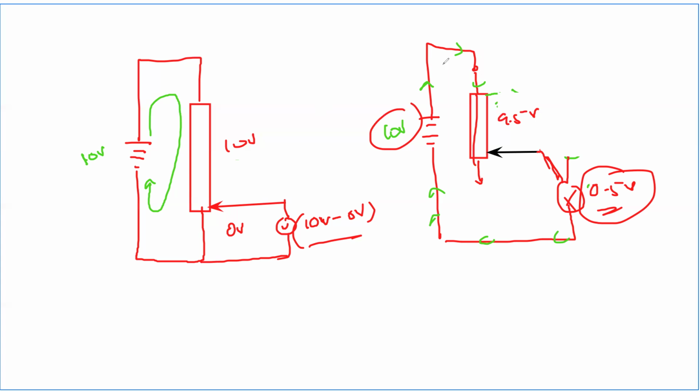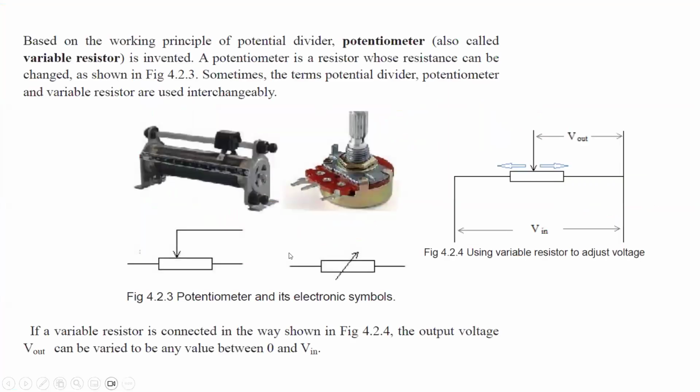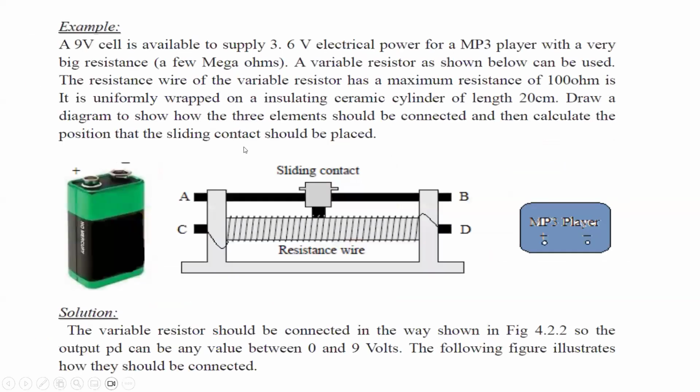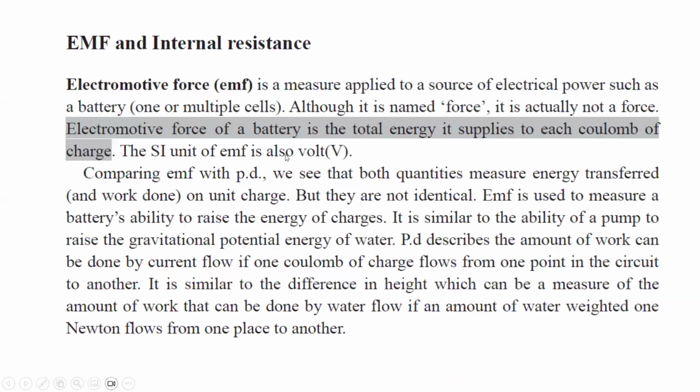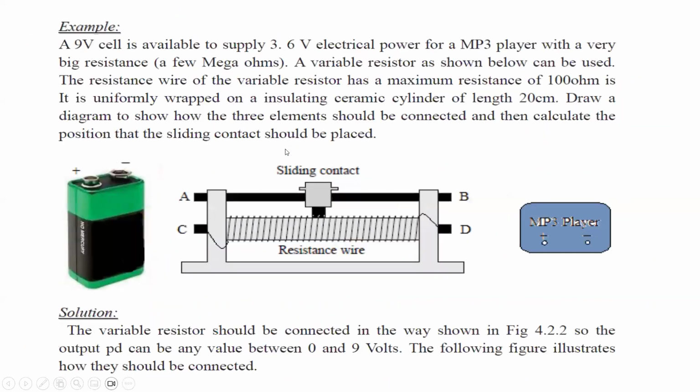A variable resistor. So this is a potentiometer. If you are using a potentiometer, you will always use all the three ends. But when you are using it as a rheostat, you will not use all the three ends. You will use only two of them: one is a sliding end, and the other is a fixed end.